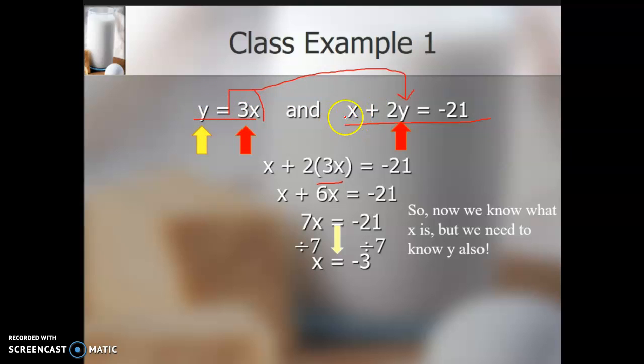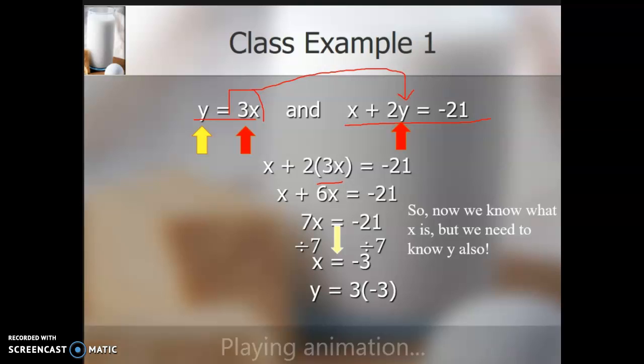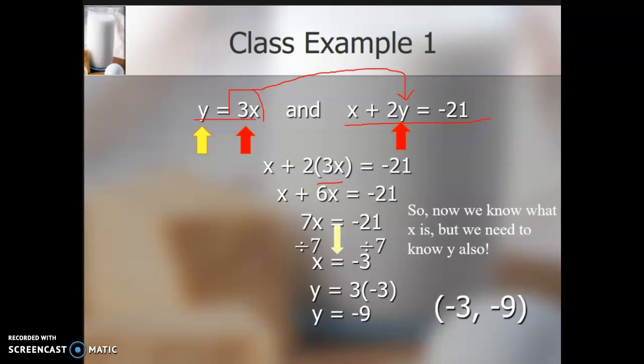All right, I could put it in here, x plus 2y equals negative 21, or put negative 3 in for the x and solve for y here, or put negative 3 in for this x, and I'll get what y is. Either one, but I'm going to choose the easier one. Y equals 3x, and I'm replacing my x with a negative 3. So my y value is negative 9. So my solution is x is negative 3 and y is negative 9.